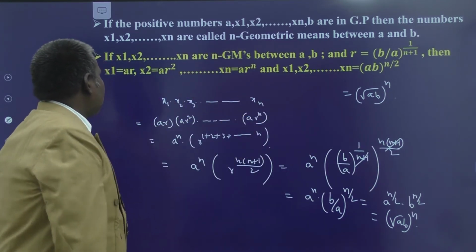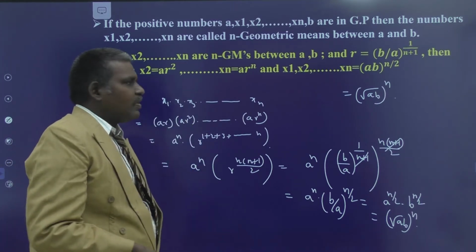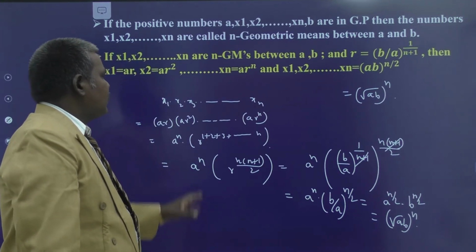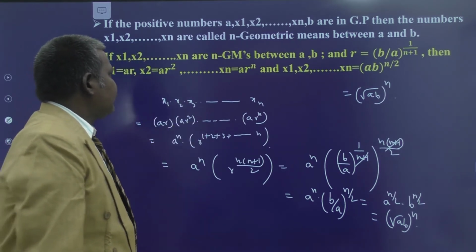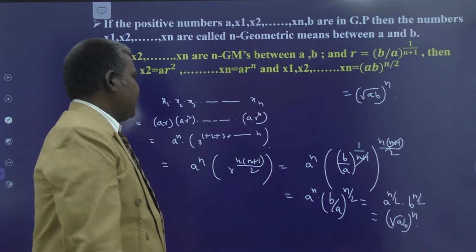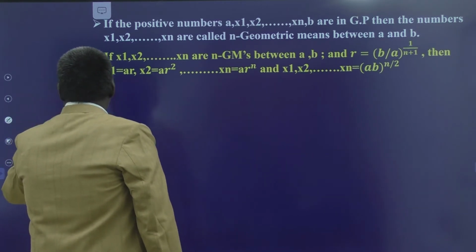Therefore, the product of the n geometric means gives 1 geometric mean power n, root ab whole to the power of n. This is the proof or derivation for the product of the n geometric means is equal to (ab) whole to the power of n by 2. Next one.